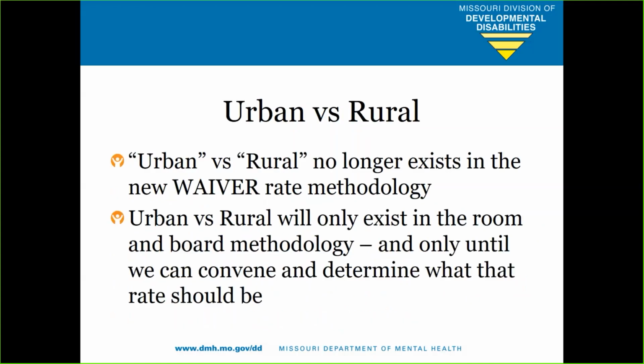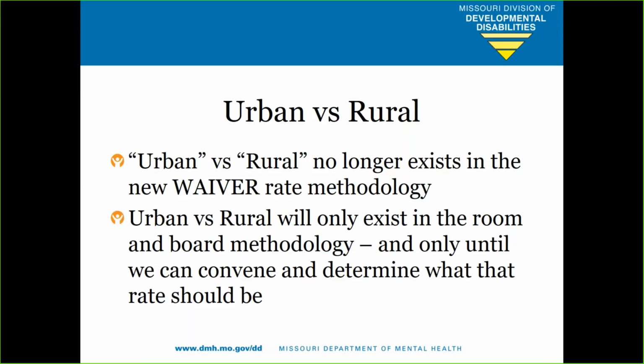So urban versus rural: our goal was to eliminate the differential between urban versus rural, and we were successful at doing that in the waiver rate methodology. So once we have CMS approval, there will no longer be an urban versus rural distinction for waiver authorizations. Now, there still is going to be an urban versus rural distinction for room and board methodology, but only until we can get the work group together and determine what those room and boards should be.